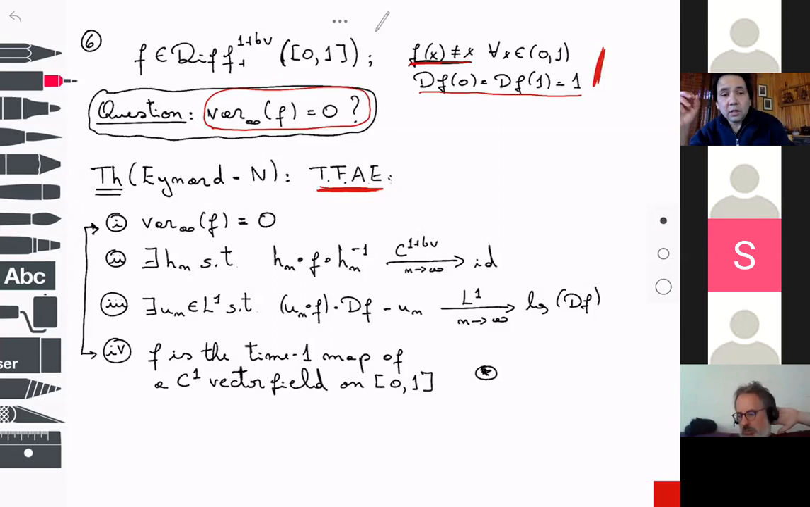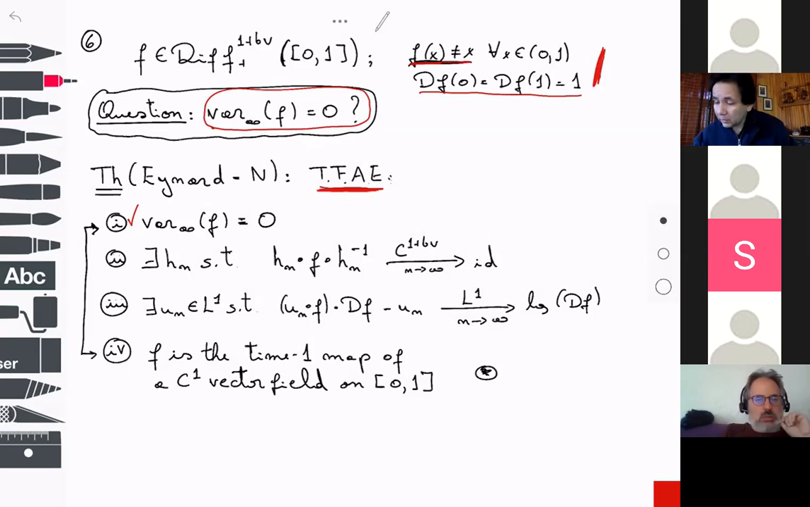This is one. The second is that there is a sequence of conjugates of my map that converges to the identity in the corresponding topology, the C1 plus bounded variation topology. In the case of the circle, there is a sequence of conjugates that converges not to the identity, but to the corresponding rotation, okay?